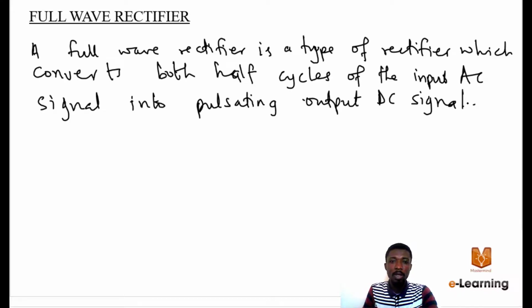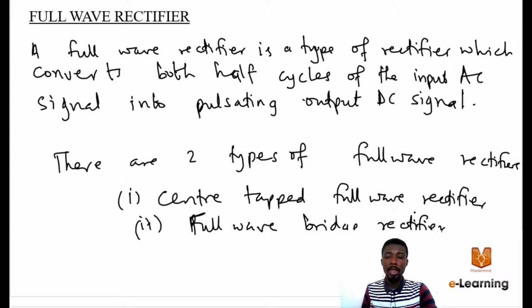Okay, so a full wave rectifier is a type of rectifier which converts both half cycles of the input AC signal into pulsating output DC signal. There are two types of full wave rectifiers. We have the center tapped full wave rectifier and the full wave bridge rectifier. Let's look at the center tapped full wave rectifier.